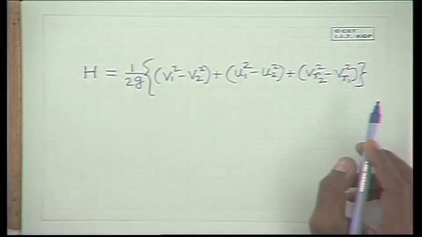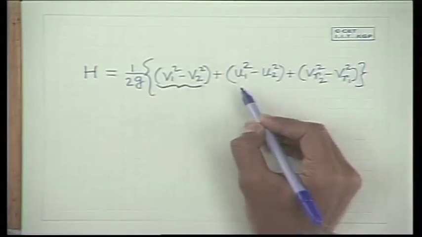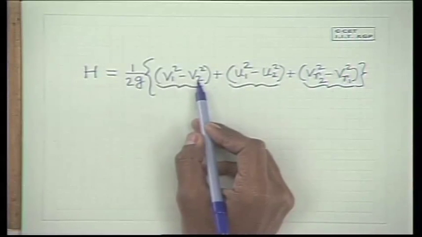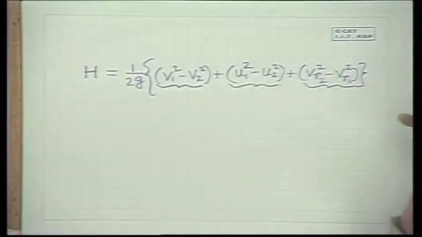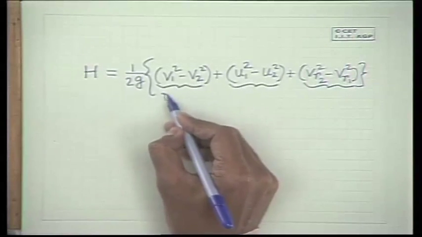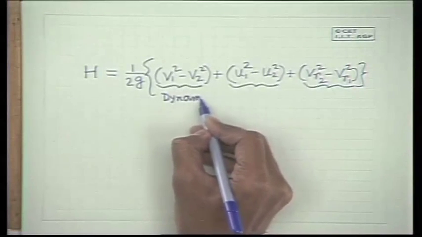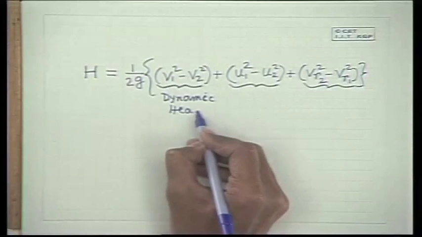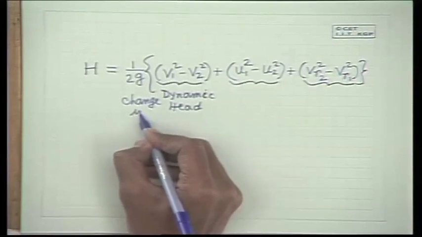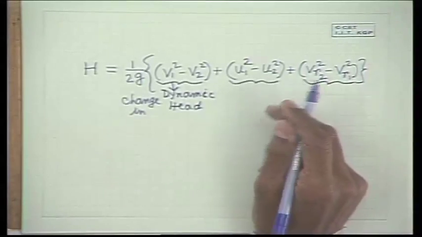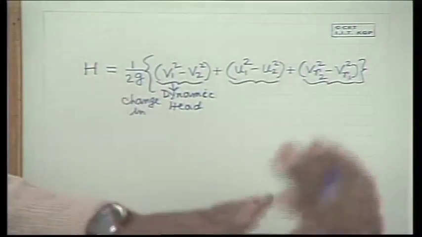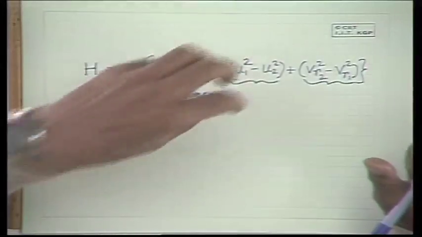Now, we see that these 3 terms have got their different physical implications. Let us see first what is the term V1 square minus V2 square. This implies a change in the velocity head of the fluid, or a change in the kinetic energy per unit weight of the fluid, or simply it can be told as a change in dynamic head. So, due to the change in the dynamic head of the fluid, that means due to the change in its absolute velocity as it flows past the vanes, energy is being transferred to the machine.